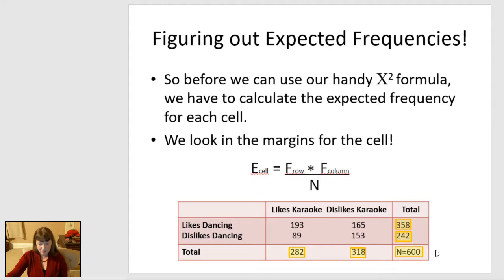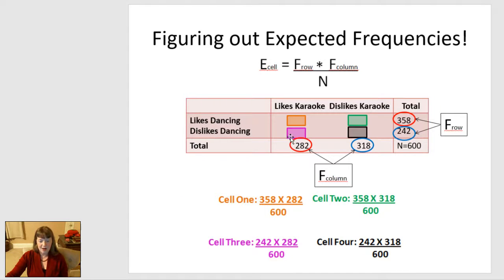And I do it this way. I'm going to look at my marginal frequencies, and then I'm going to multiply the frequency of the row by the frequency of the column, and then divide by n to get my null hypothesis expected value frequency table. For my first cell, liking karaoke and liking dancing, even if these two categorical variables are completely independent, in order to calculate this expected value cell, I take 358, the frequency of the row, times 282, the frequency of the column, divide that by 600, and put that number here.